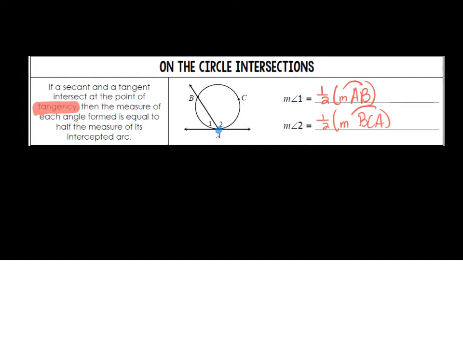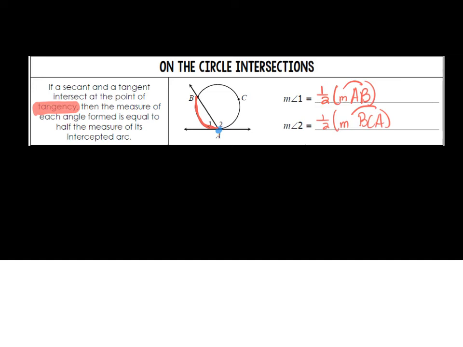If this is the case, then the measure of angle 1 is going to be half of the arc. So in red, I'm going to mark off the arc that goes with angle 1. Here's the arc that goes with angle 1. So whatever that arc is, take half of it and we'll find the measure of angle 1.